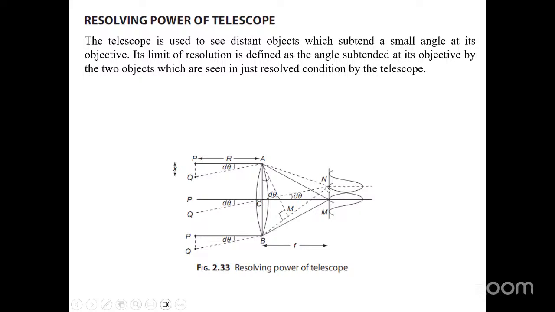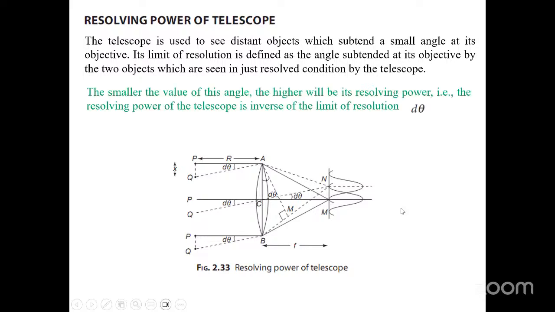Just resolved. Here is just resolved, not completely resolved. Completely resolved means the first image's central maxima coincides with the first minima of the second. That is completely resolved. Here, just resolved.